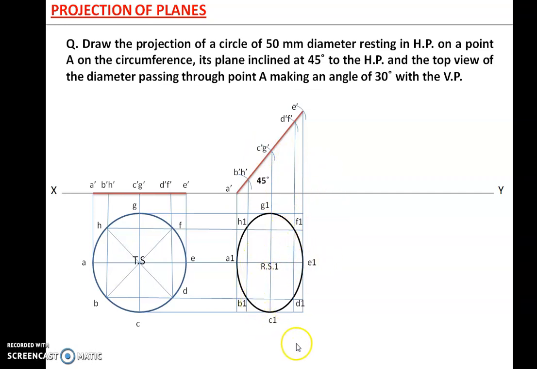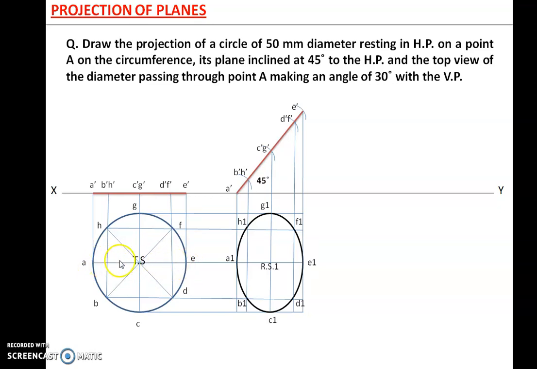Now comes the turn to incline this reduced shape 1 to get the second reduced shape. So what is written about the inclination? We want the inclination with VP which is given as 30 degree. But now what is to be inclined? Let us see, it is said the top view of the diameter passing through point A makes an angle of 30 degree. So where is the point A? This is the point A. Which is the diameter through point A? AE is the diameter through point A.